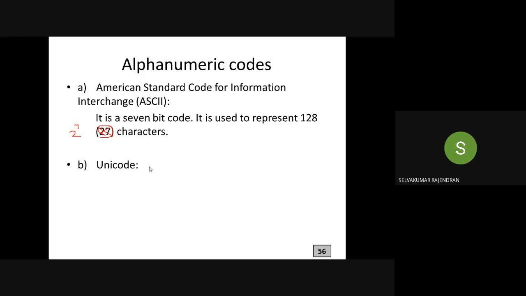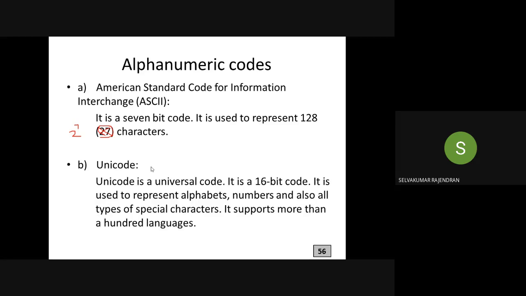But Unicode has 16 bits. It is a universal code; Unicode means universal code. Because of this 16-bit length, you can represent a large number of alphabets, numbers, and special characters. Because of the 16-bit combination, it supports more than 100 languages, so you can create more combinations.